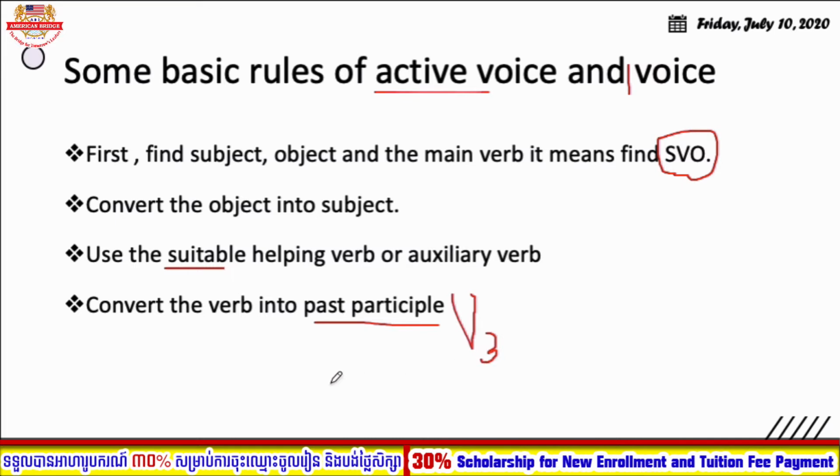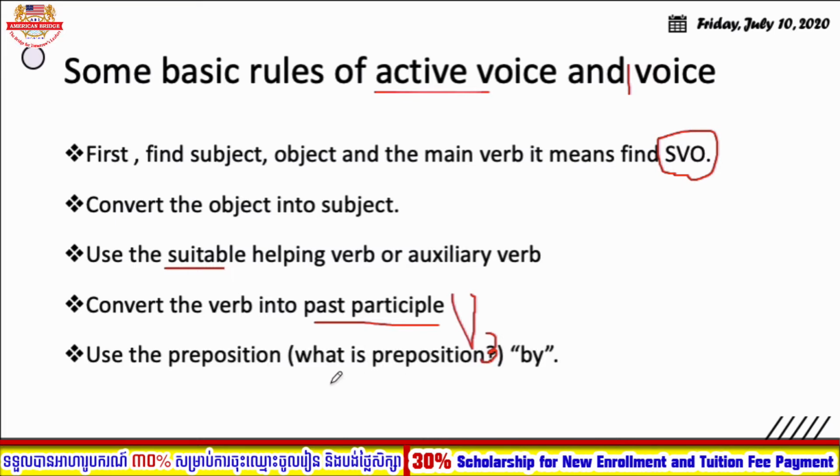Next, you need to decide whether to use the preposition. What is the preposition here? The word by should be used or not. To decide whether to use by or not, you need to look at how important it is related to the subject and the object. If both of them are important, you should use the word by.